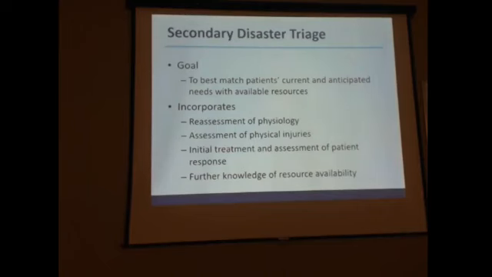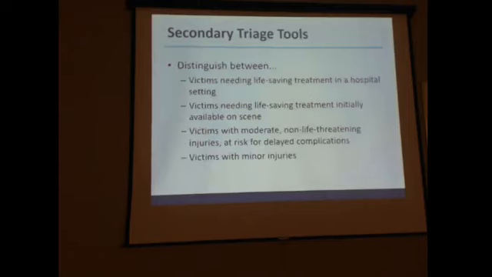Once you get into the secondary disaster, what you're trying to do is match the patient's needs with what additional resources they need. Can I take care of them in the field? Do they need to get to a hospital? And doing a triage based on that. Then you're really starting to look at reassessment of the physiology, their actual injuries, and hopefully knowing by that point a little bit more about who and what your resources are.